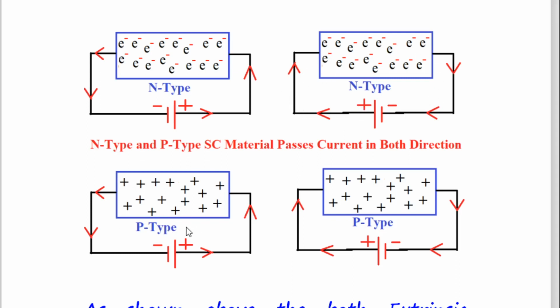Now here, in p-type material, there is a positive, which means hole. The holes are marked as a positive, plus means hole. There are so many holes. Now if you connect the battery like this, the conventional direction of flow of current is positive to negative, but electrons will enter from the negative of the battery like this, and they will occupy the position in the hole.